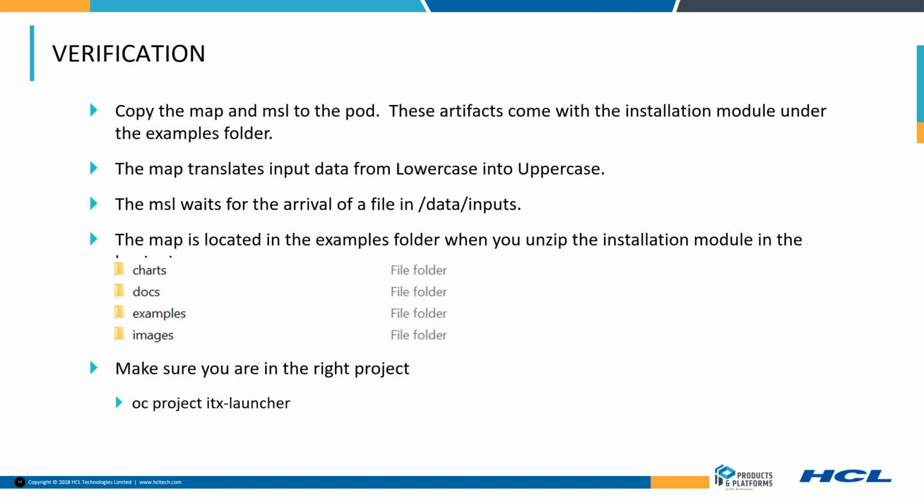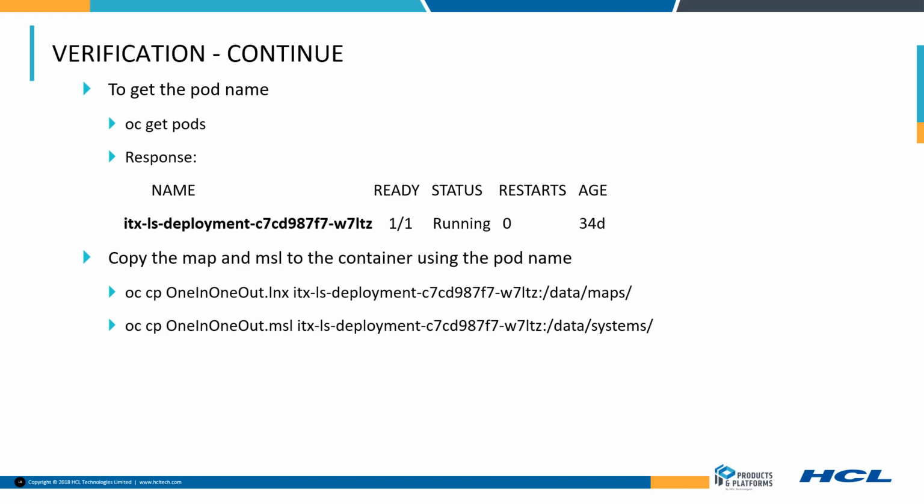Let's switch to the ITX Launcher project to prepare for the testing. In order to copy the map and the MSL to the container, use the OC command. The first step is to locate the pod name, which is needed in the OC copy command. Use this command to copy the map and MSL to the container. The map and MSL should go directly to persistent volume. That means they will not be erased even when the container goes down. It also means that they can be shared among multiple pods.